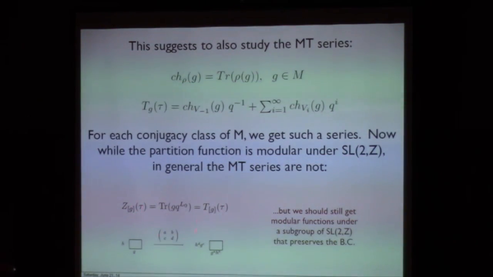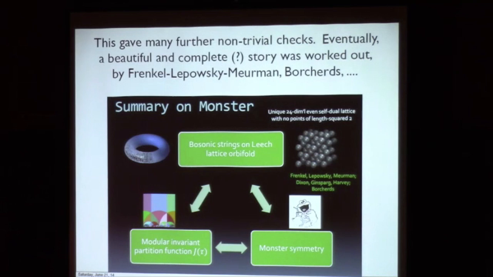Now, in general, because you've inserted g in the path integral in the trace along the time direction, you shouldn't expect to get a modular function under SL2Z. But life is still pretty good, because when you put different boundary conditions on the A and B cycles of the torus and then act with an SL2 element, well, you know how the boundary conditions get mixed up. And some subgroup of SL2Z will still preserve the trace g q to the L0, and hence should still be acting nicely on this function T_g. So T_g should be a modular function under some congruence subgroup of SL2Z, determined by the order of the group element.